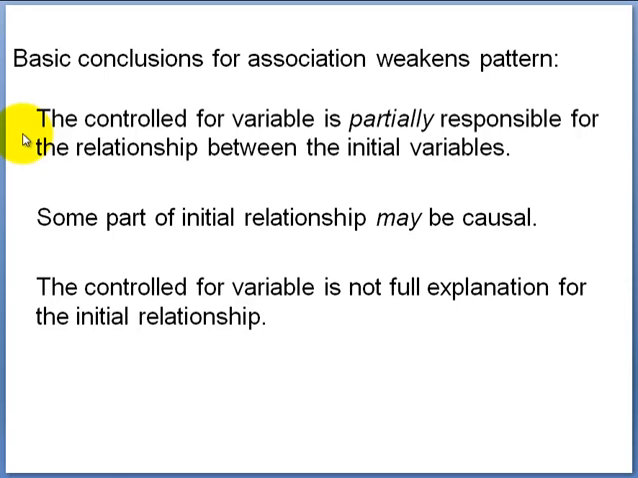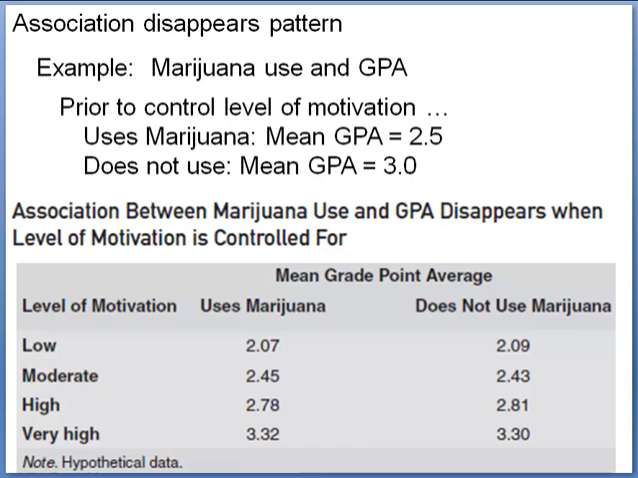The controlled for variable is partially responsible for the initial relationship. Some part of the initial relationship may be causal. The controlled for variable isn't fully responsible for the initial relationship. It's partially responsible. So we're shifting substantive areas now to present the association disappears pattern.